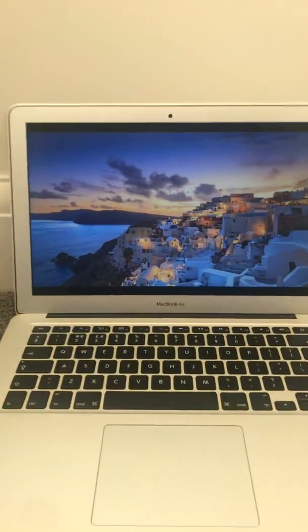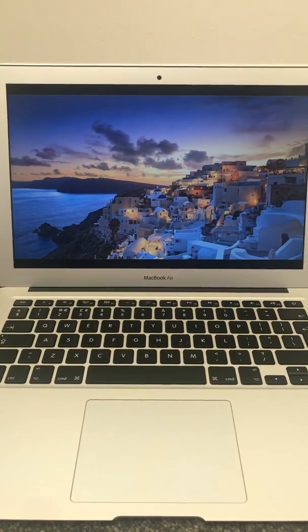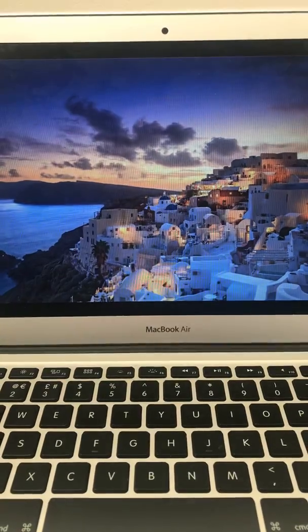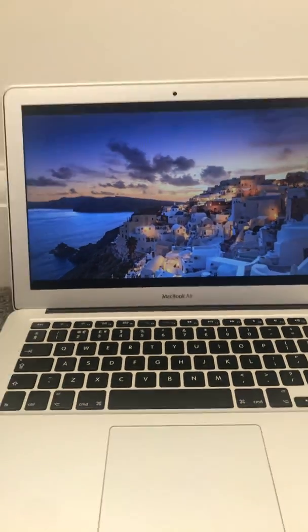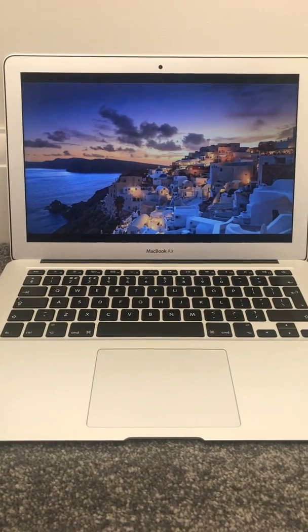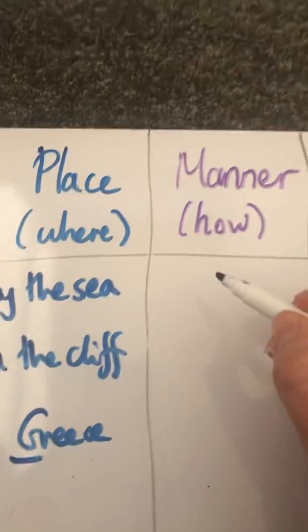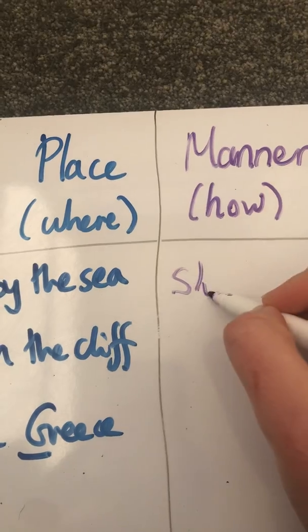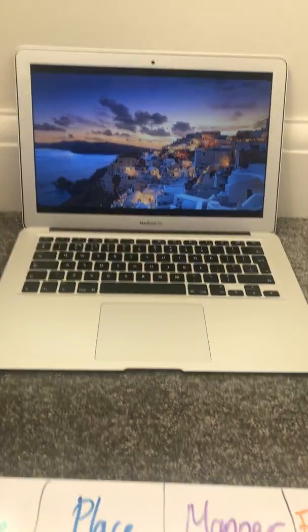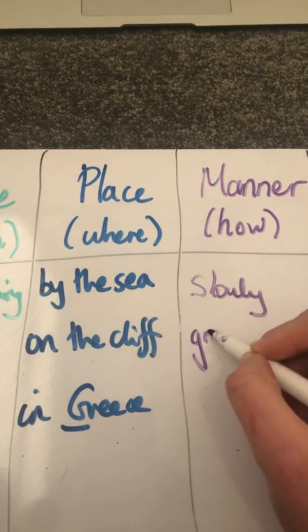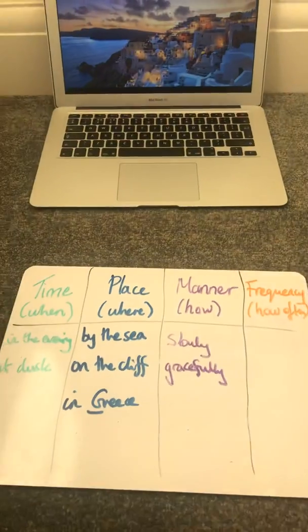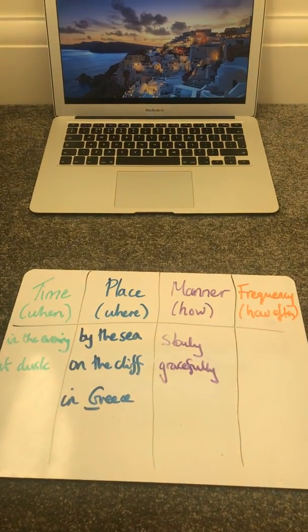First of all, what is happening? I imagine if I was standing right there, the clouds would probably be moving across the sky. So if I think to myself, how would they move? They might move slowly. They probably would move quite gracefully, wouldn't they? Rather than quickly and hurriedly. So those are my adverbs of manner.